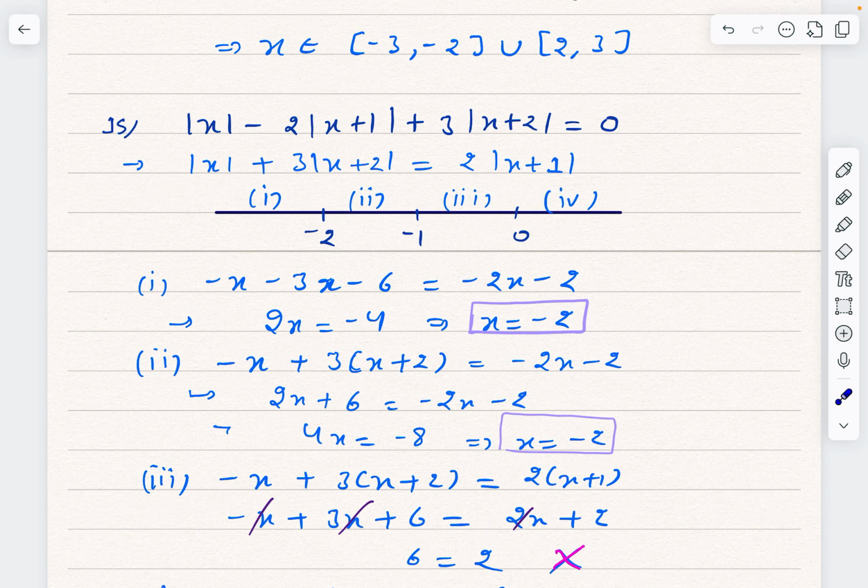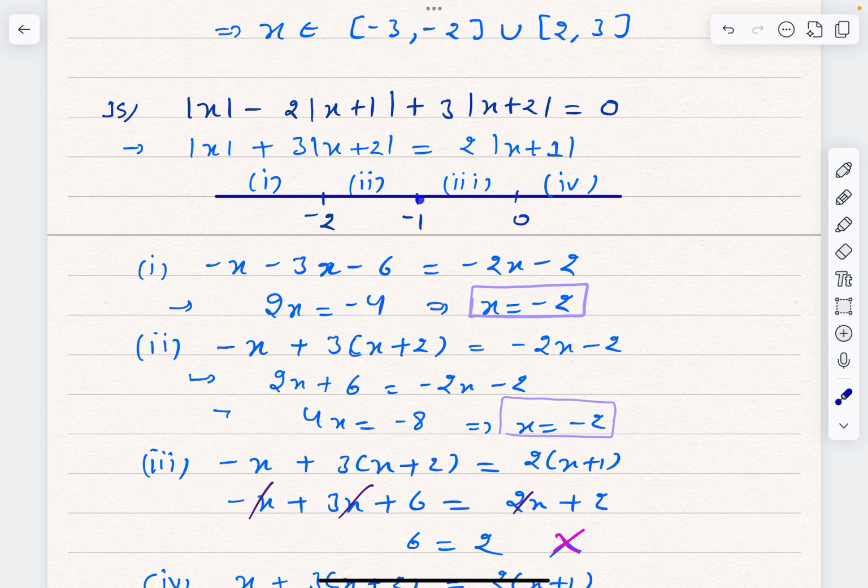Next, between minus 2 and minus 1. So between minus 2 and minus 1, you will see this will be negative, this will be positive, this will be negative. So open accordingly. So minus x plus 3x plus 2 equals minus 2x minus 2. When you solve, you get x equal to minus 2. Again, we have already taken that. You can include it here or here, same thing.